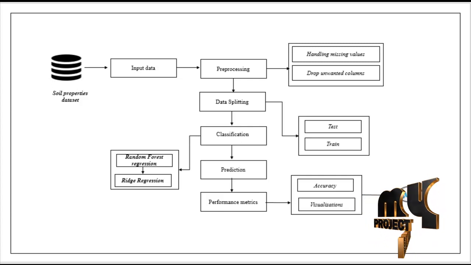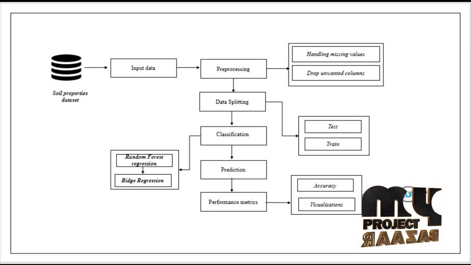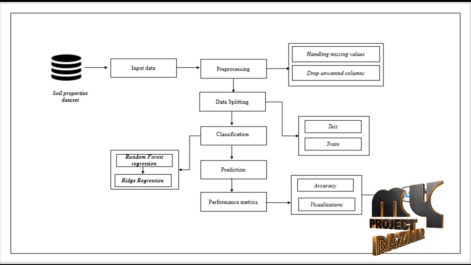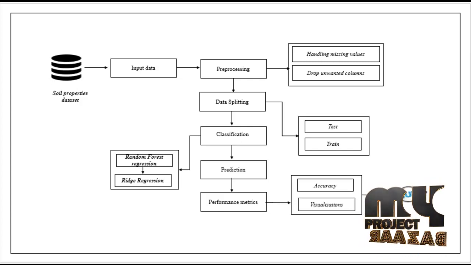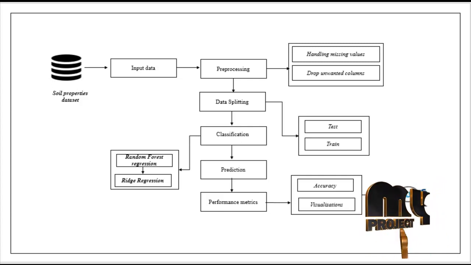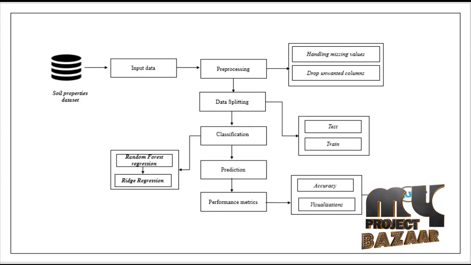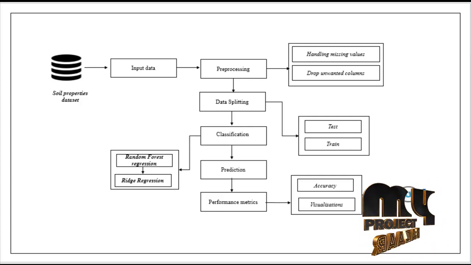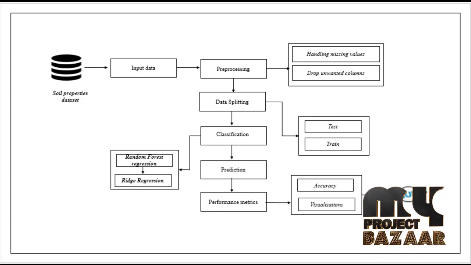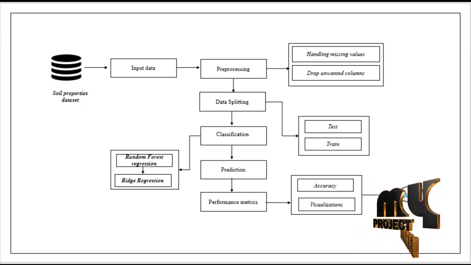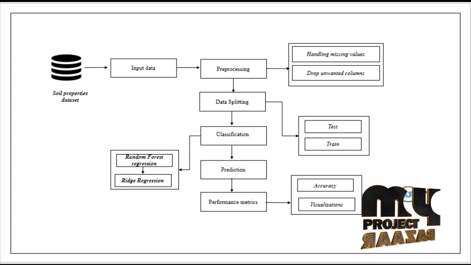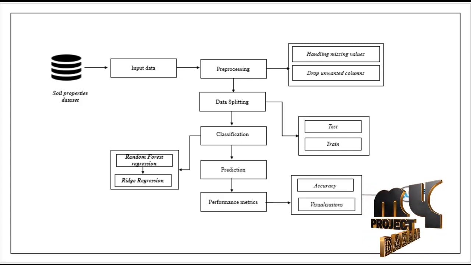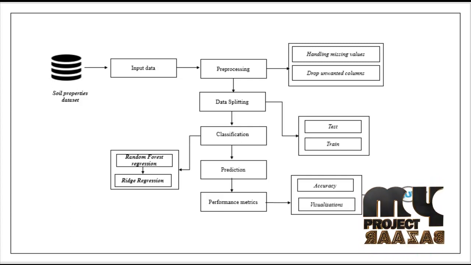After that we have to implement the pre-processing step. Here we have to check whether any missing values are present in the data set. If there are any missing values, we have to replace them with zeros. Why are we checking missing values? To avoid wrong prediction. Then we have to drop unwanted columns. If you have any unnecessary columns in your data set, we have to drop them.